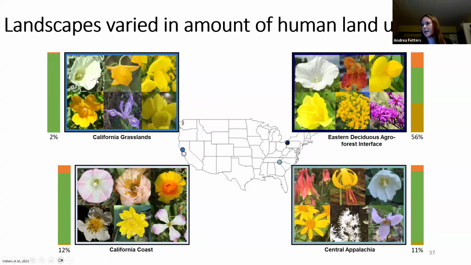And just to show again the variation, the California grasslands region had only 2% of human land use, and the Eastern deciduous agroforest interface had 56% human land use.